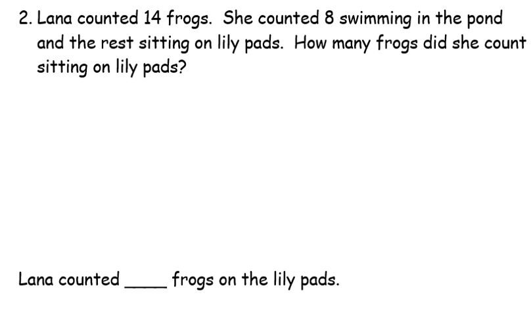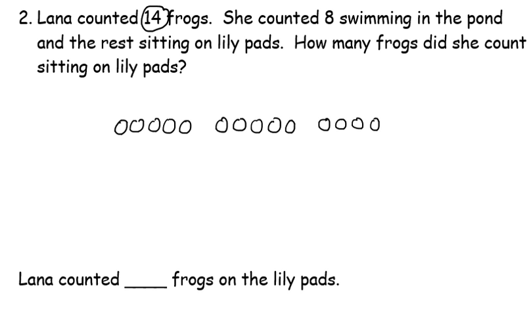Question number 2 says Lana counted 14 frogs. She counted 8 swimming in the pond and the rest sitting on lily pads. How many frogs did she count sitting on lily pads? So again, we'll start with the total number of frogs first, which is 14, and I'll draw those frogs using 5 groups. So I have a group of 5, and another group of 5 is 10, and then I need 4 more to show a total of 14.